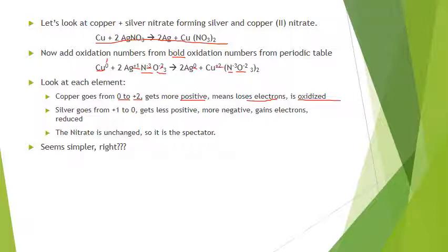See, it's pretty simple. We don't have to go through the ionic, net ionic, half reactions, and so forth, okay? So if you want to come up with the oxidation state, often a quick and dirty way to do it is use oxidation numbers.